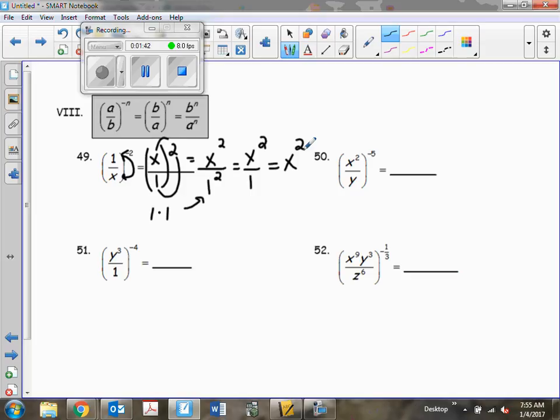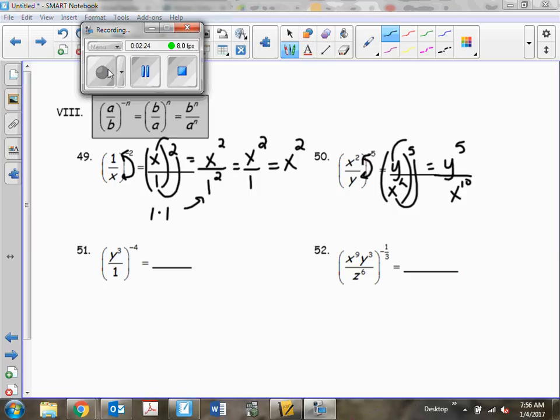But take a look at number 50. We have x squared over y, and then that's all raised to that negative 5. So again, you are going to go ahead and flip that fraction first. So we get y over x squared, and then that is now raised to a positive 5. And then we're going to distribute that positive 5 to both the numerator and denominator. If we do that, we'll get y to the 5th on top. And then on the bottom, we have to do that power to a power rule. So it would end up being 2 times 5, so it would be x to the 10th.